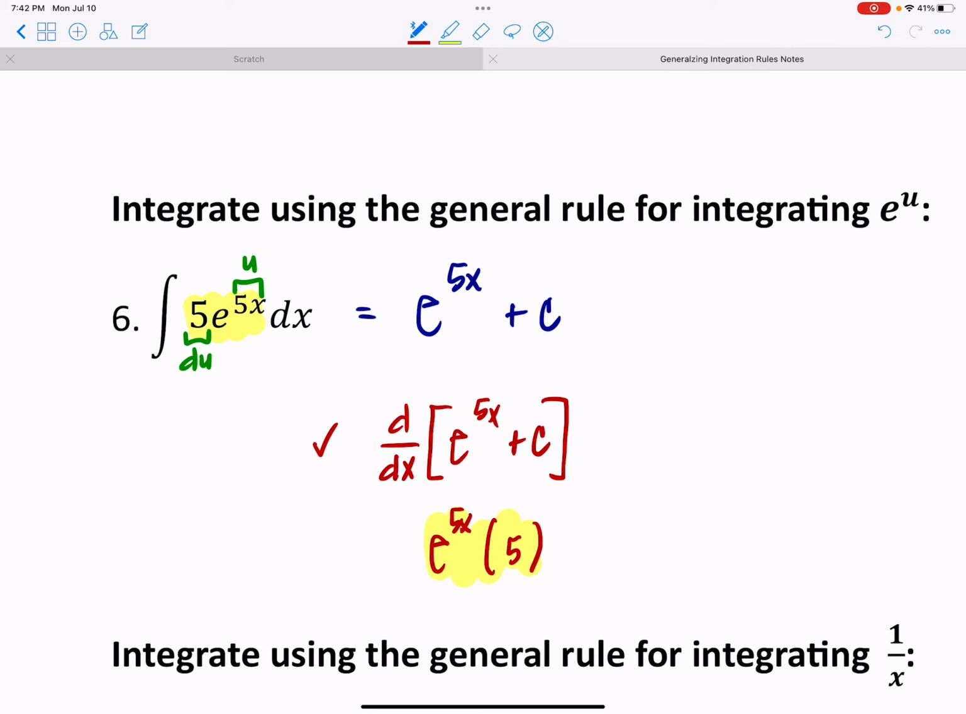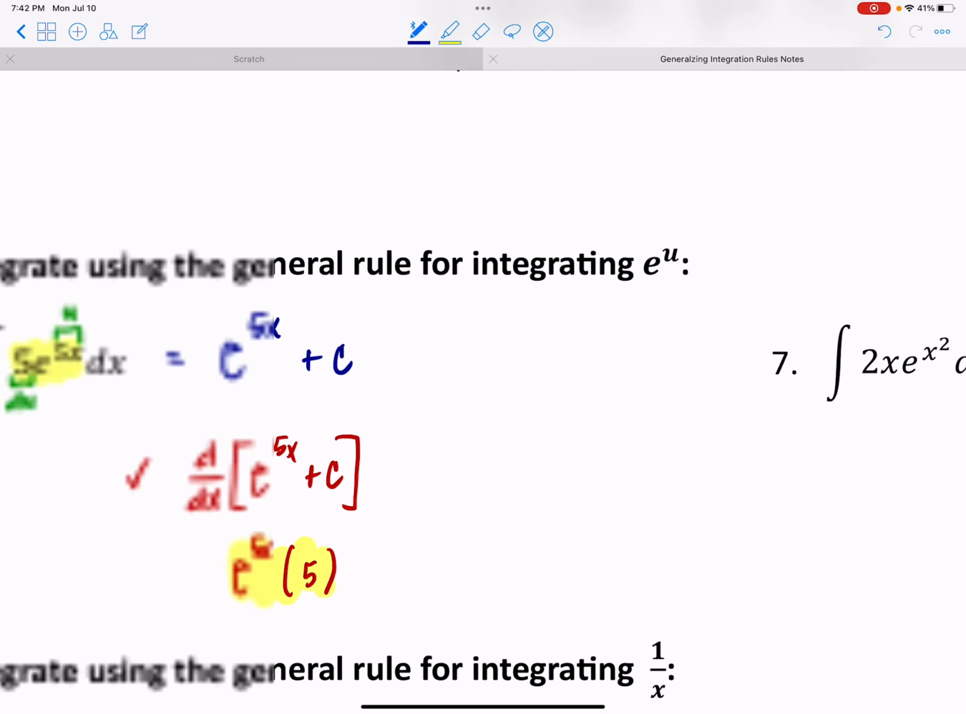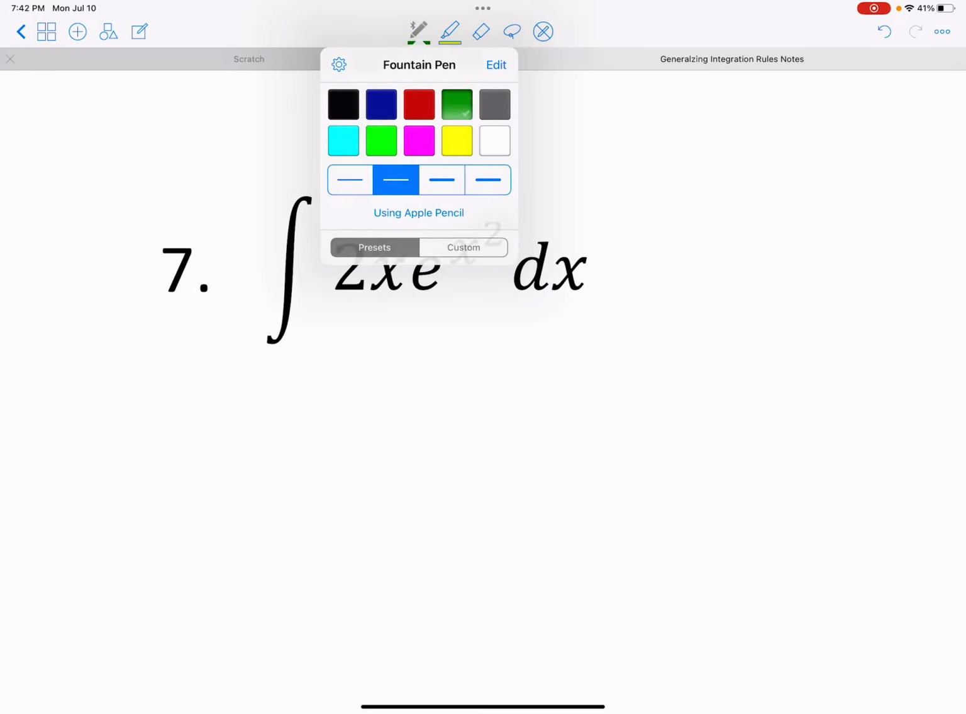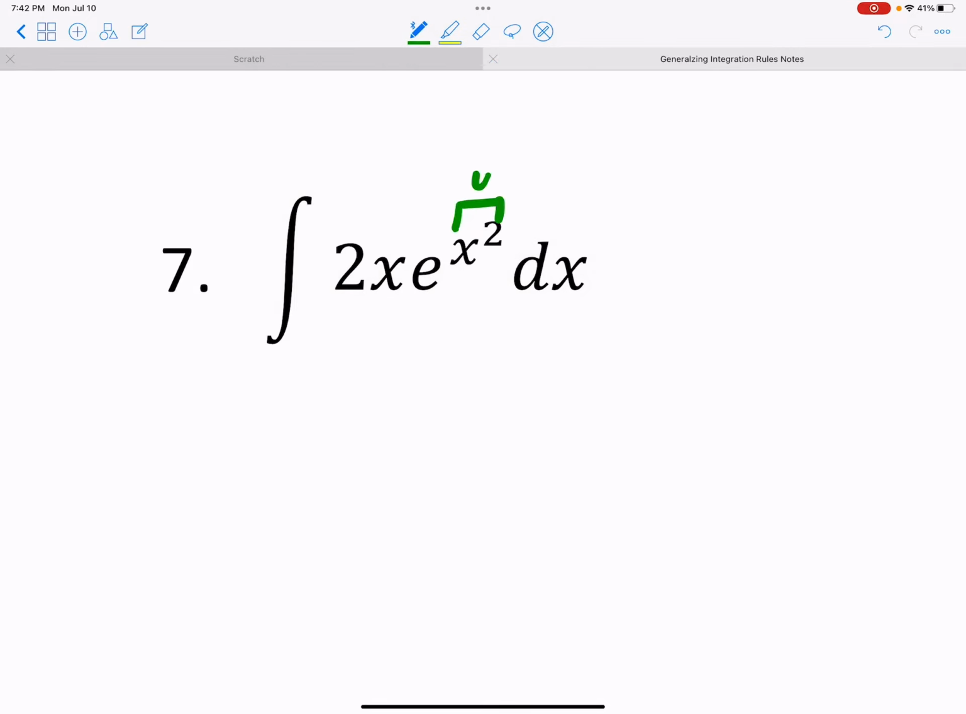Alright, let's try one more. So here, instead of e to the x power, we have e to the x squared power, so this would be u in this one. There's our inner function. The derivative of u is going to be 2x, and we see that multiplied here, so we're good.